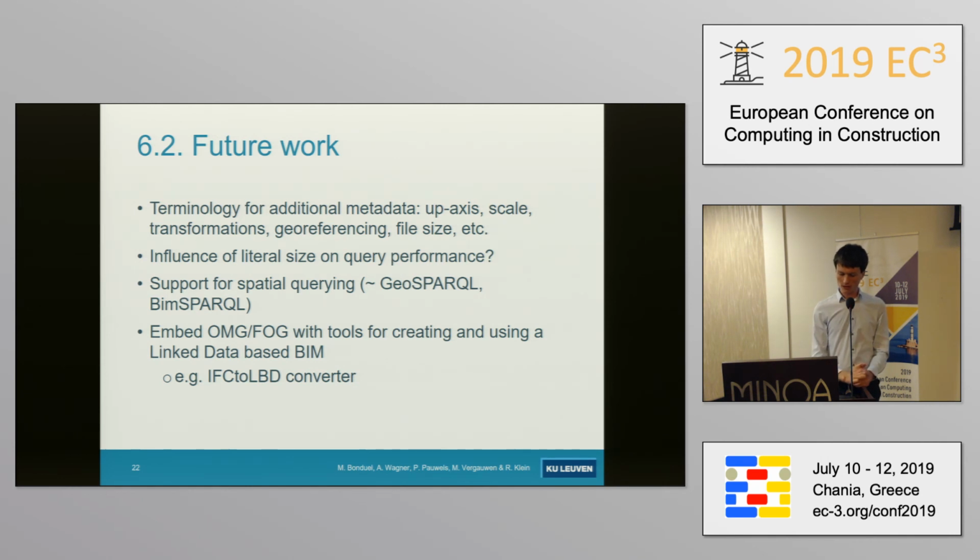We also would like to have support for spatial querying inside graphs. This already exists for 2 extensions named GeoSPARQL for 2D well-known text and GML geometry descriptions, and BimSPARQL for 3D well-known text. But we would like to extend this to other geometry descriptions.